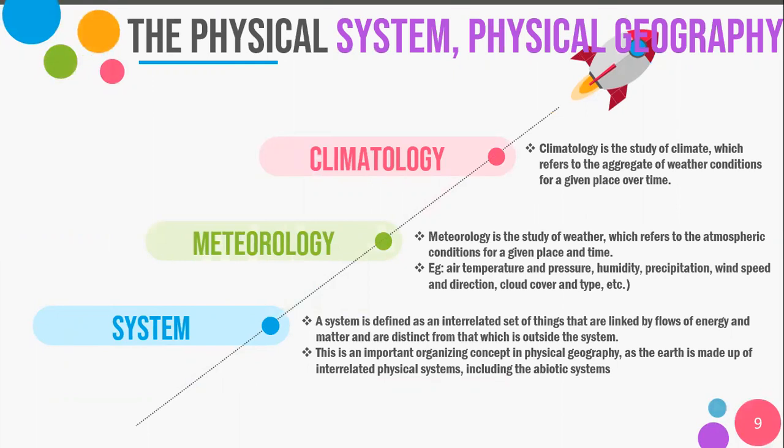System is something that is linked. In a system, there are a set of things that are related to each other. If we talk about a human system in an office, it consists of boss, officer, executive, lecturer. That is known as a system. A system must be linked and related to each other. They are linked by flow of energy and matter, and are distinct from what is outside the system. So inside a system, things must be related to each other.